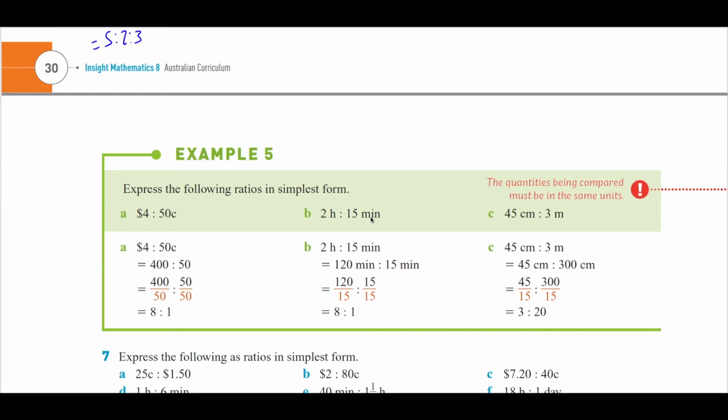All right, 2 hours to 15 minutes. You got to convert the hours to minutes first. So 1 hour has 60 minutes. 2 hours has 120 minutes. So it'll be 120 to 15. What you can do is just divide both sides by 15. So you get 8 to 1 as well here.